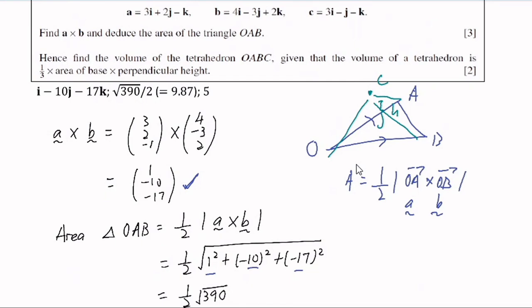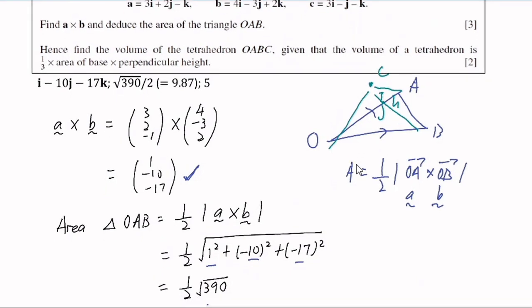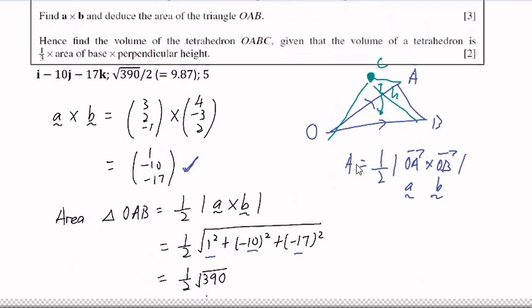Okay, so we need to find the perpendicular height here. For this perpendicular height, of course, we are finding the distance from this point C to the plane OAB. Okay, we have got the plane OAB, right?